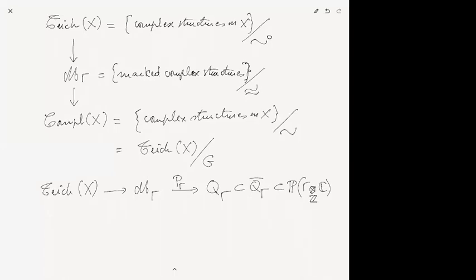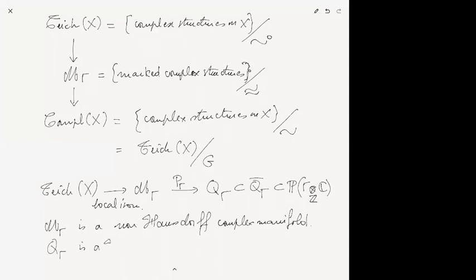What we also saw was that this M gamma is not necessarily Hausdorff, but it is a complex manifold. So this map here is again a local isomorphism. Both Teichmuller space and M gamma are complex manifolds, but neither of them is Hausdorff. So M gamma is a non-Hausdorff complex manifold. Q gamma, on the other hand, is Hausdorff and simply connected.